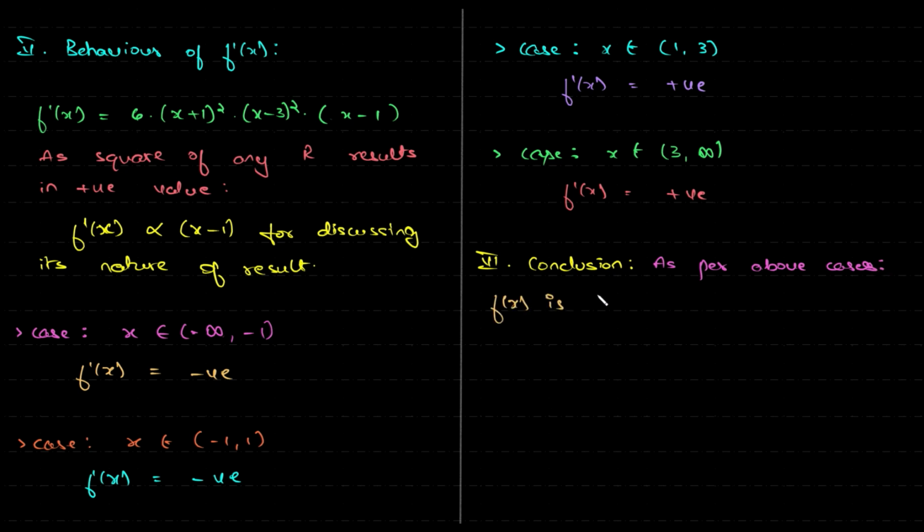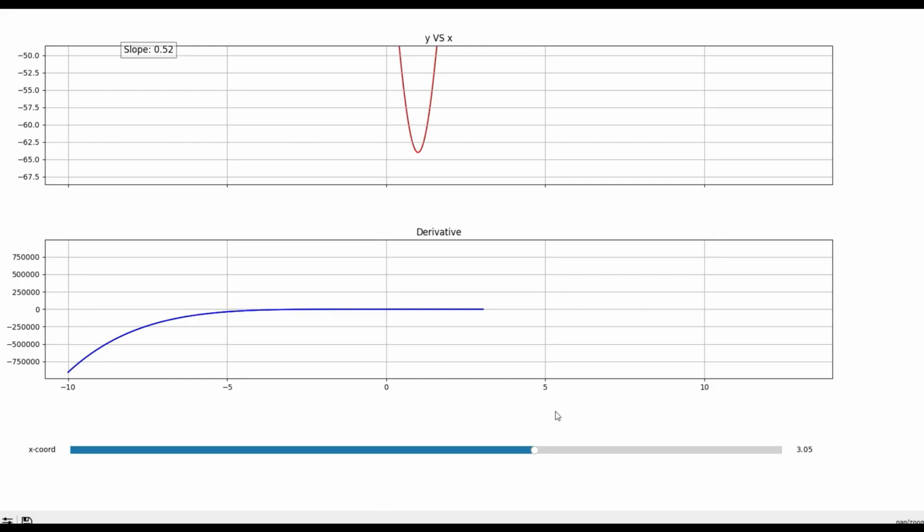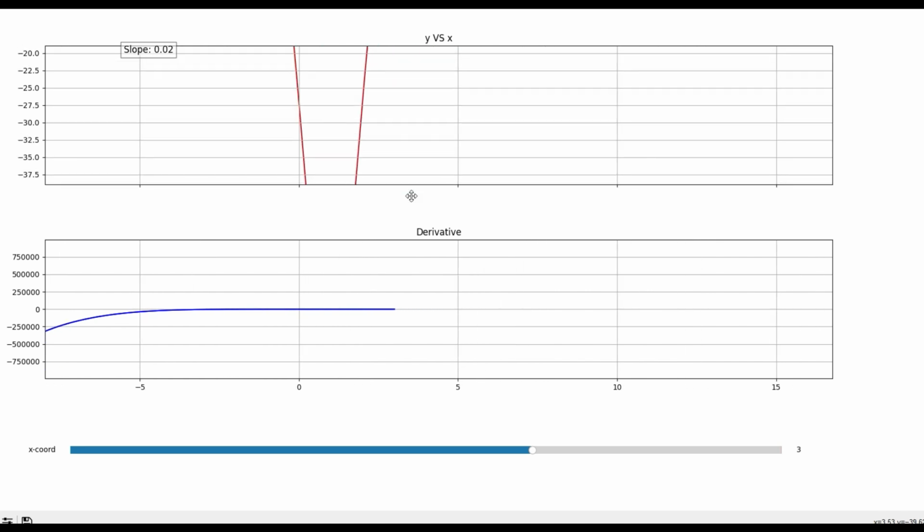f of x is strictly increasing in, where is it? Increasing in 1 till 3, union 3 to infinity. So basically at 3 it's becoming 0. The slope has to be 0. So let's do that. Let's have a look. So this is 3. You can see the slope is almost 0. I don't know where the slope is though, but it is 0.